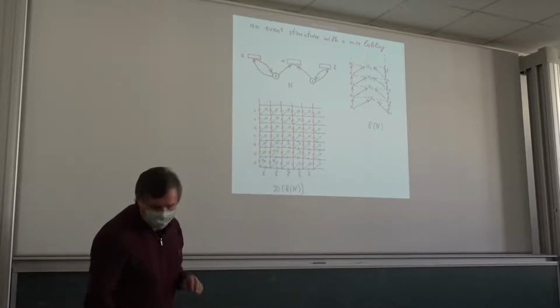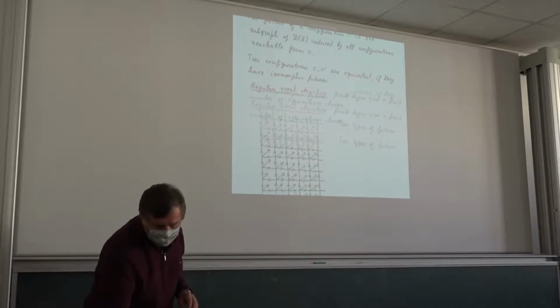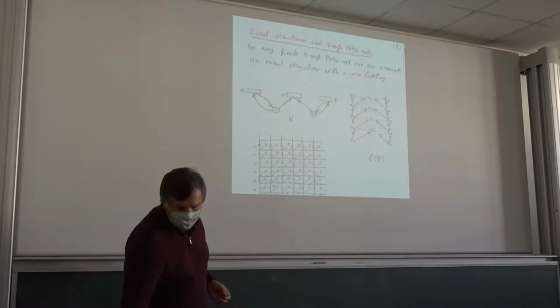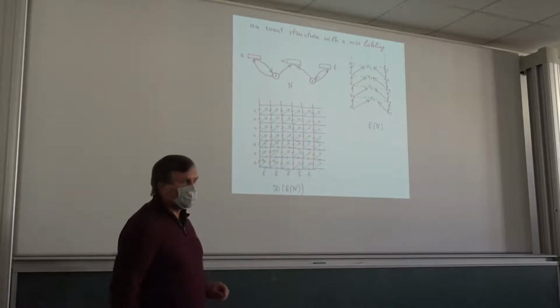And if you forget now the colors, this is a... Sorry, can I ask, why do you get a nice labeling? So you have all the transitions in the Petri nets have different labels?